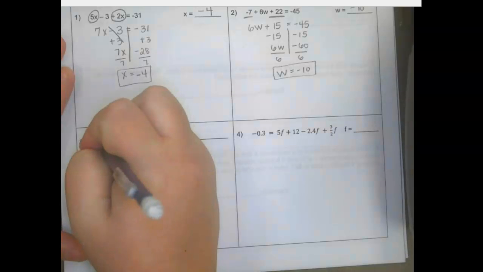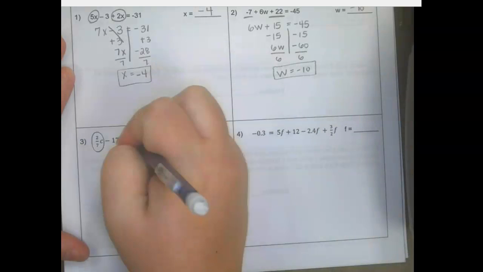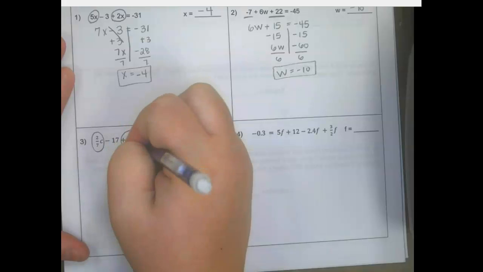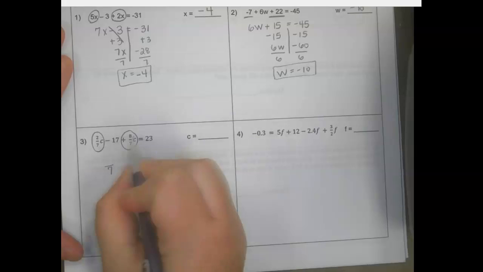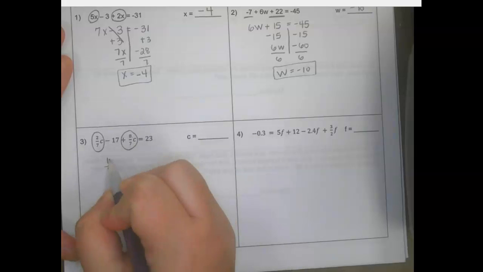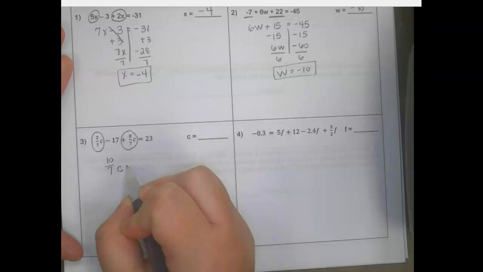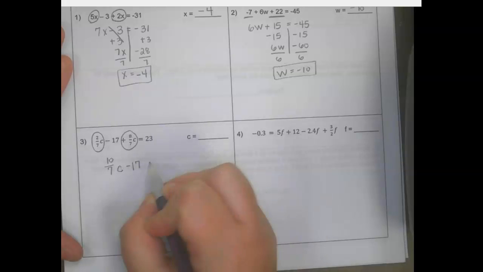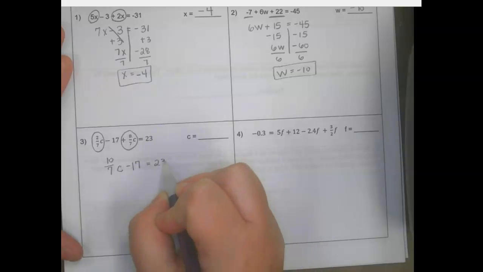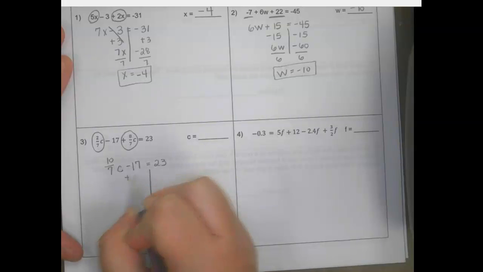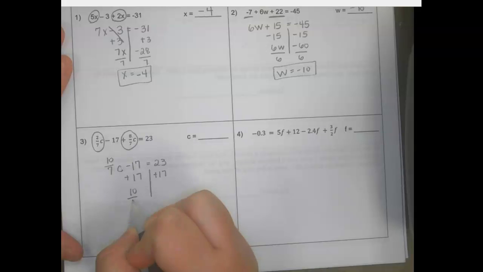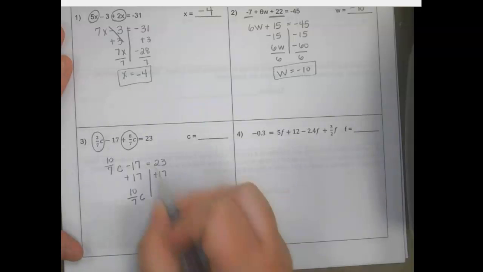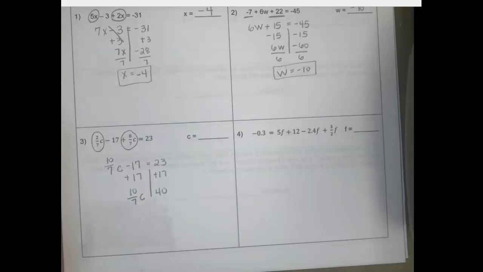Alright, so I have 2/7 C plus 8/7. They have a common denominator, so I can keep the 7. 2 plus 8 is 10, so it becomes 10/7 C minus 17 equals 23. I add 17 to both sides. That leaves me with 10/7 C, and this leaves me with 40.